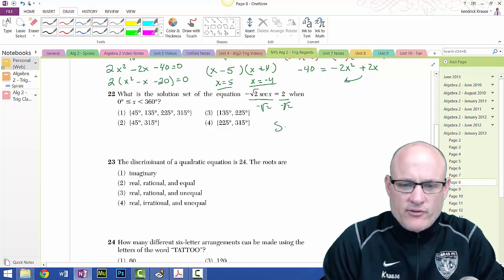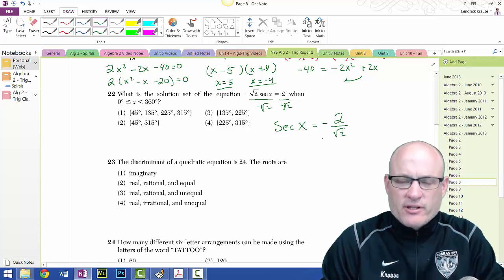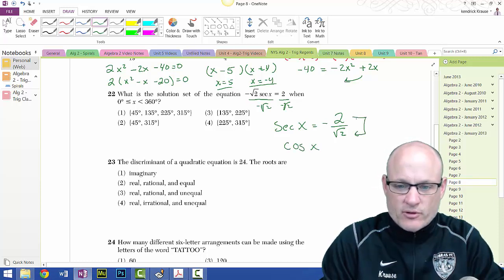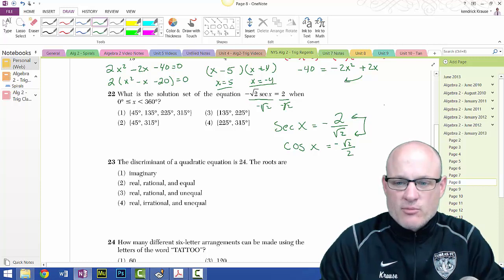And I'm going to say, okay, secant of x is equal to negative 2 over radical 2. But isn't this really just the reciprocal of cosine? So really what this is, cosine of x, and then I'm going to just flip this over, is equal to negative radical 2 over 2. And if you remember correctly, radical 2 over 2 yields 45 degree reference angles.